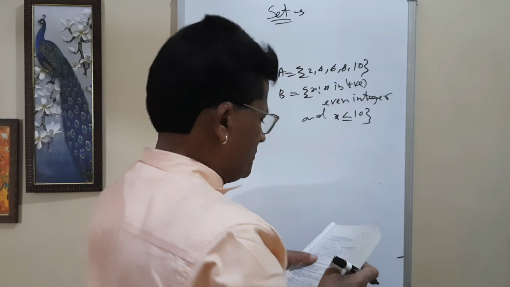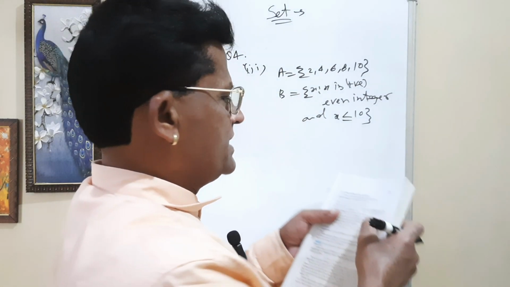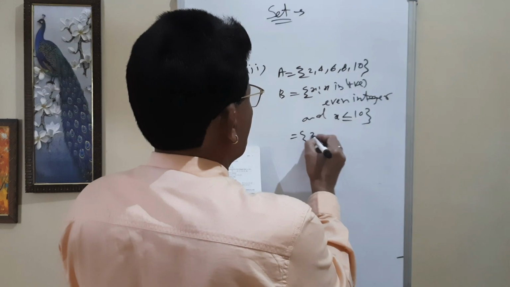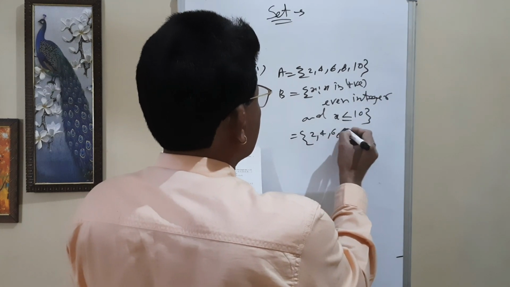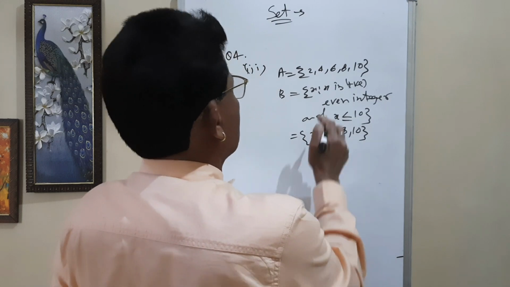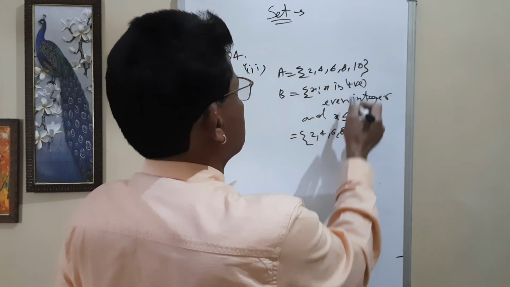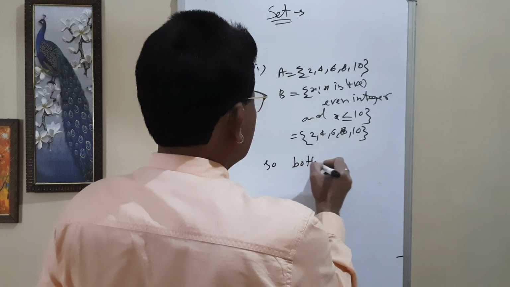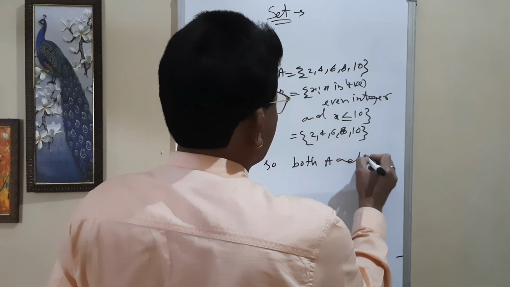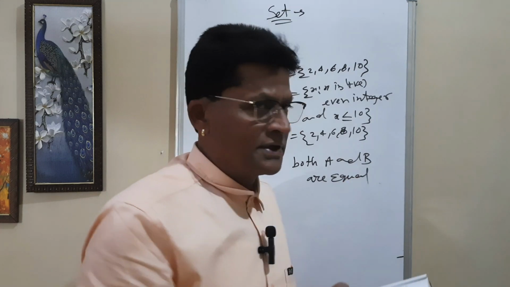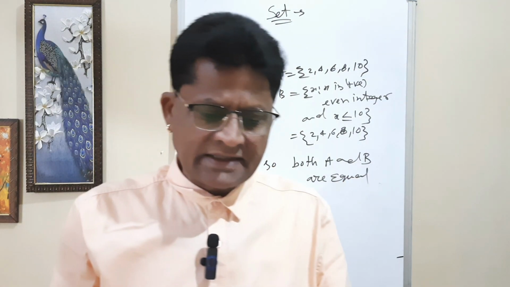Positive even integers, my dear student, you see, positive even integers. Tell me its value. 2, 4, 6, 8 or 10. 2 is there, 4 is there, 6 is there, 8 is there, 10. That is so, both A and B are equal. Because elements are same, that is why both the sets are equal. Like that, my dear student, you can discuss.